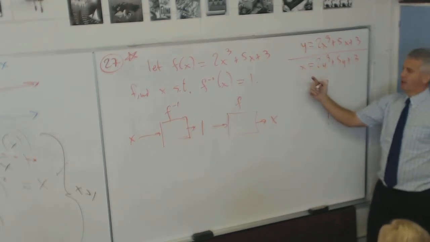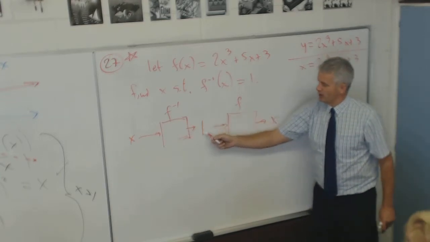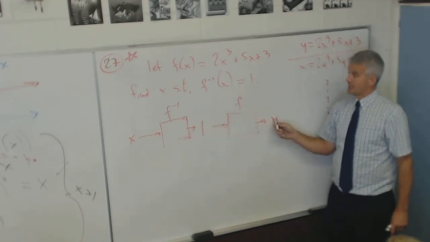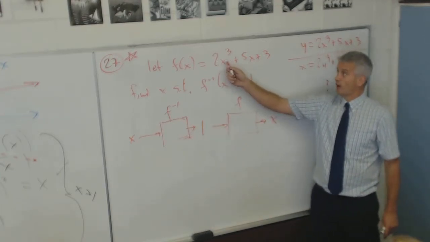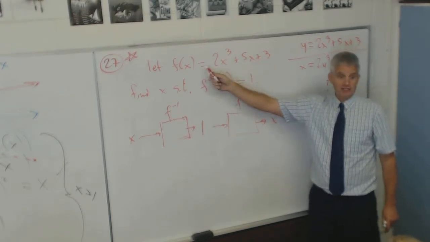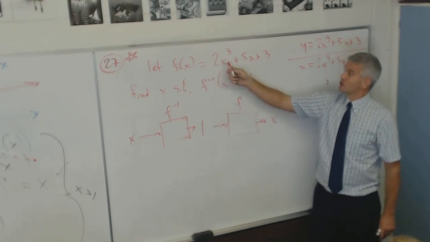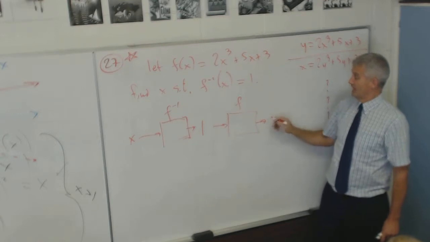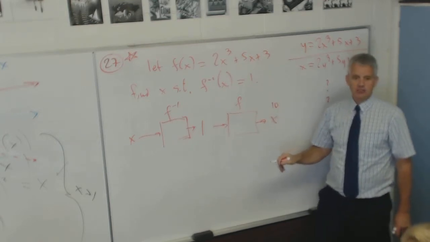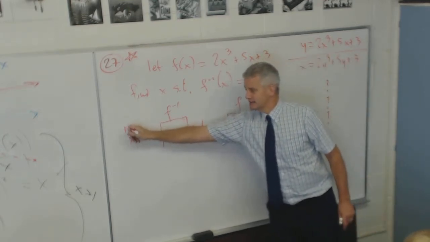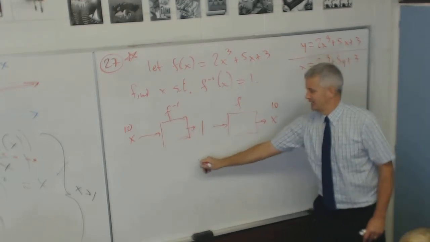That's exactly right. Another way to think of it is we know that 1 plugged into f gets us our answer. So we just plug 1 right into the function f, and we get 2 plus 5 plus 3. It comes out as 10. So what's the x got to be? 10. The answer is 10.